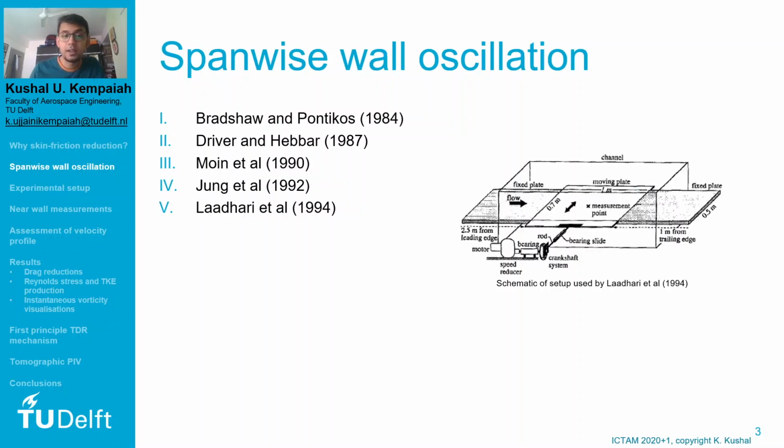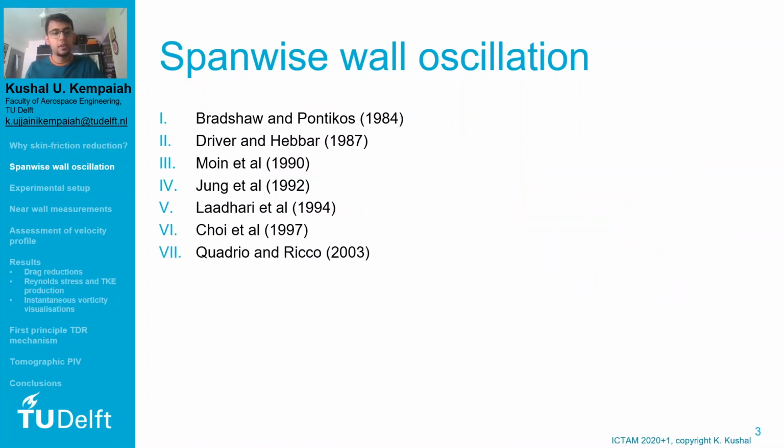The first experimental study was performed by Laadhari et al. in 1994, where they used the setup on the right to perform hot wire anemometry measurements and also showed that reductions in Reynolds stresses and turbulent kinetic energy were quantified using the hot wire measurements.